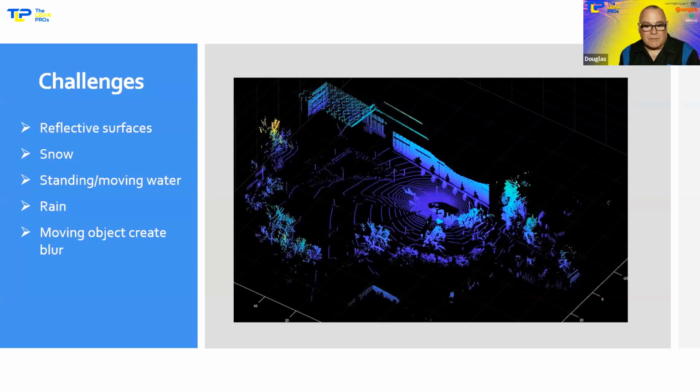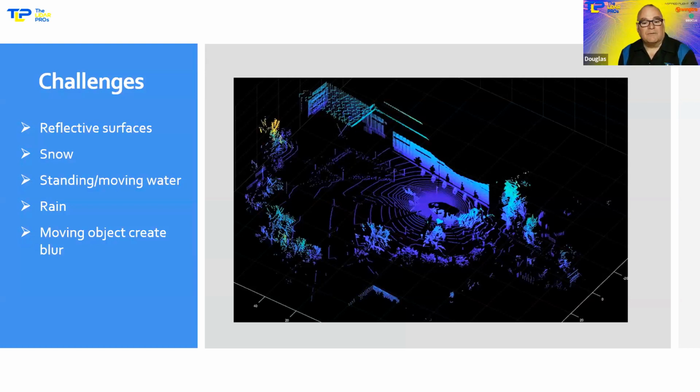LiDAR is challenged in areas where we've got reflective surfaces such as snow or moving water or rain. So the image that you see right here was captured immediately after a light rainstorm. And everywhere you see black there, that is actually concrete surface, but it's covered in standing water. And so the laser beam reflects off that water and we are unable to get accurate measurements.